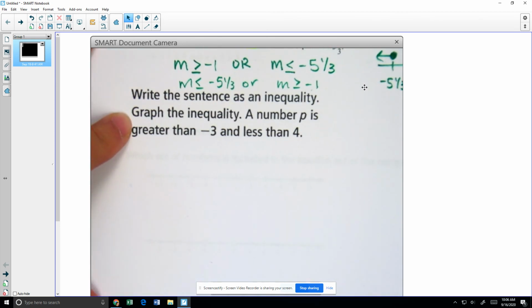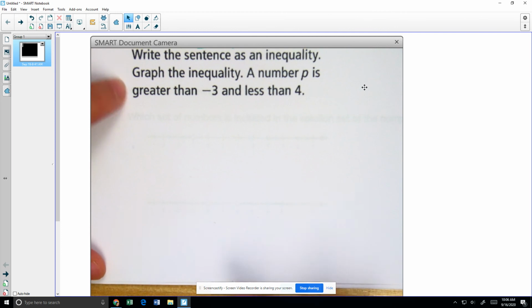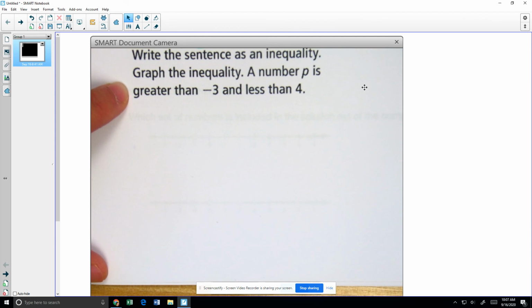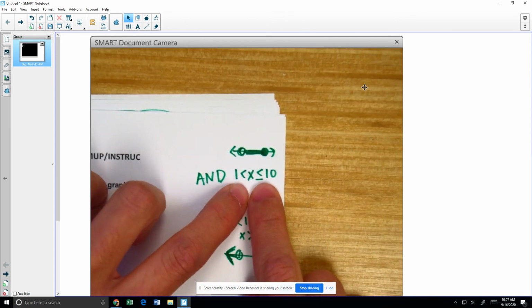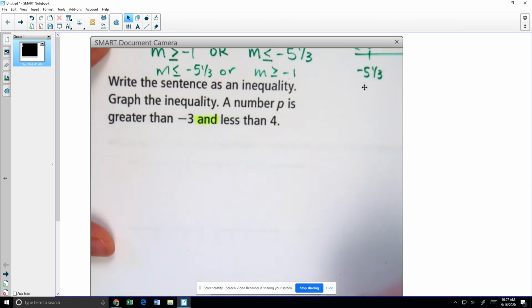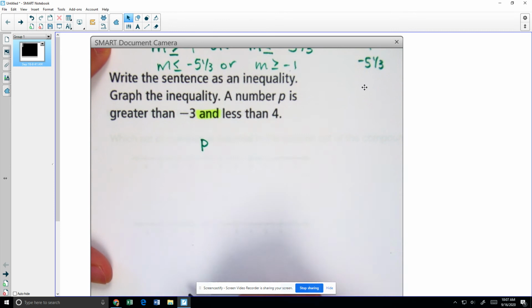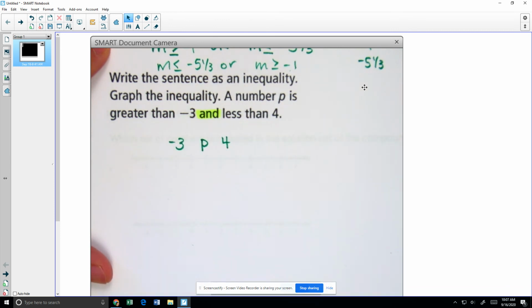Write the sentence as an inequality and then graph it. All right. A number p is greater than -3 and less than 4. So first of all, is this an and or an or? An and. Because I see the word and here. So when I know it's and, it means that I write it as one sentence. I don't separate them. I write it as one sentence. Okay, so one sentence, that means I have p, I have my smaller number on the left, I have my bigger number on the right.